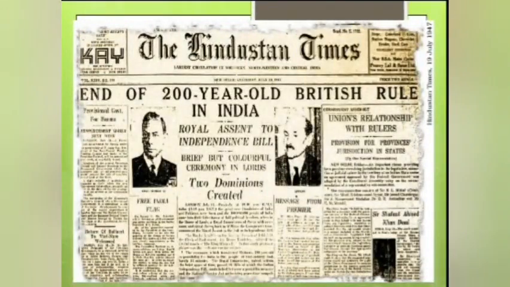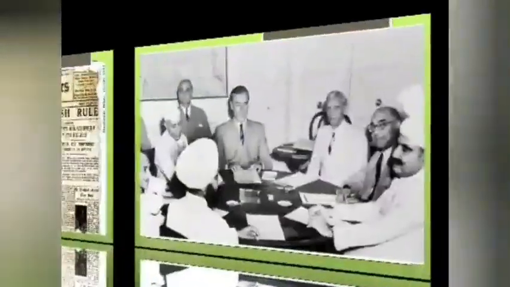Now, in the Hindustan Times, it was also covered by the journalist: end of 200-year-old British rule in India. Understood? So it was also a great festival for the Indians, that the Britishers had left the rule and handed over the administration and all powers to the Indians. Okay, it was a very good achievement, especially for Indians.